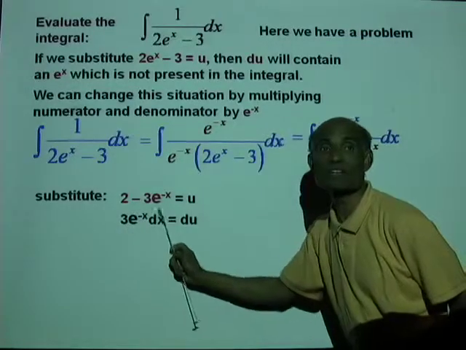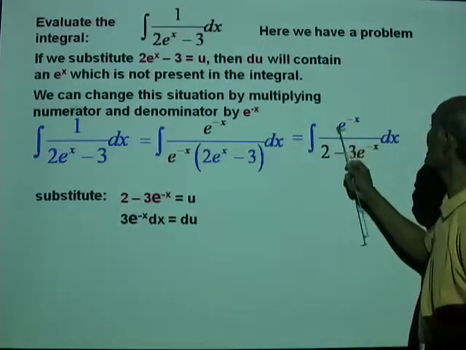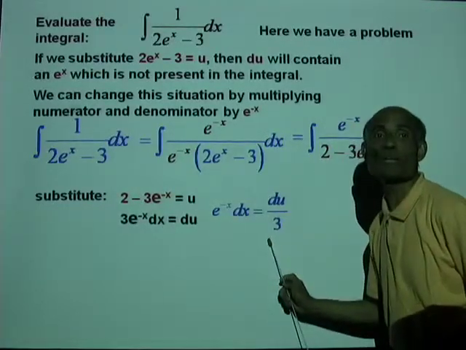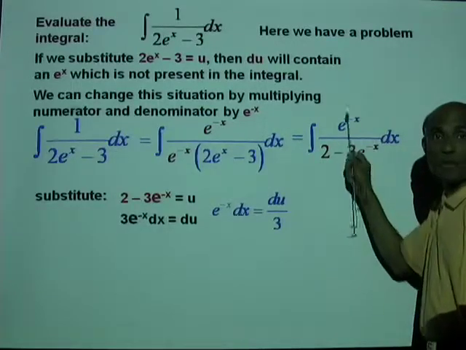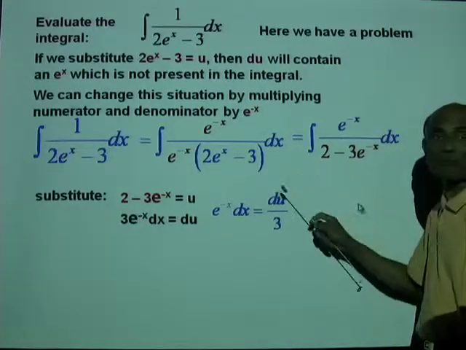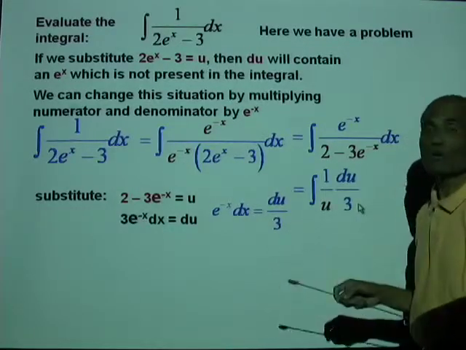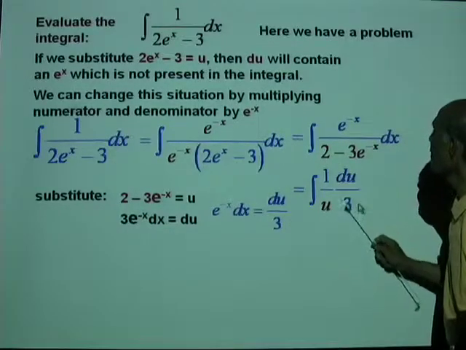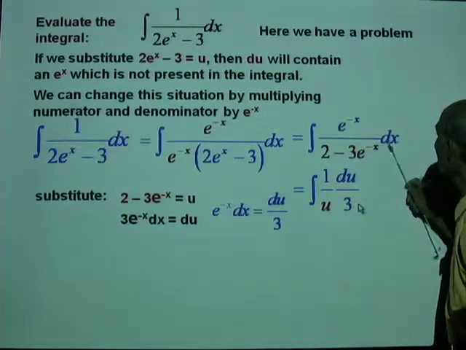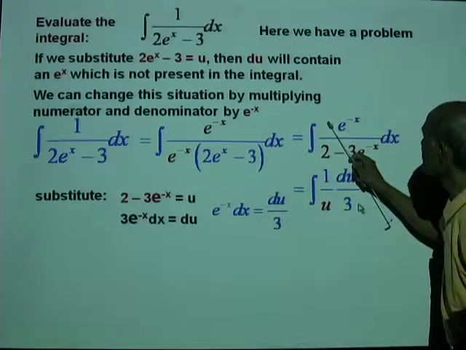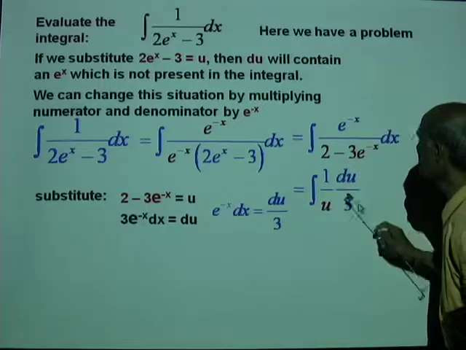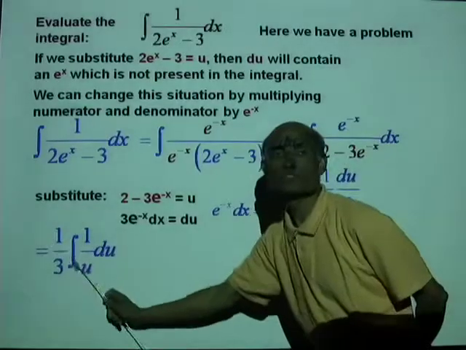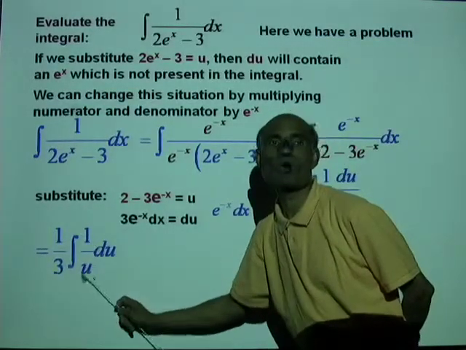e to the negative x dx can now be replaced. e to the negative x dx can be replaced as du over 3. So this is our u, and e to the negative x dx becomes du over 3. So our integral now becomes the integral of 1 over u times du over 3. There is a 1 there, 1 over u du over 3. And we can take out that 1/3. So that will be 1/3 integral 1 over u du.